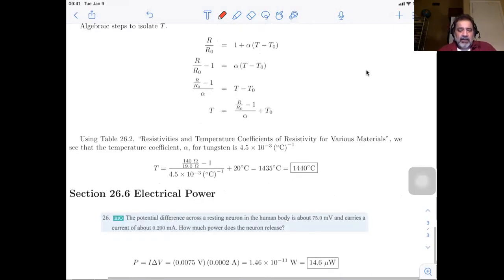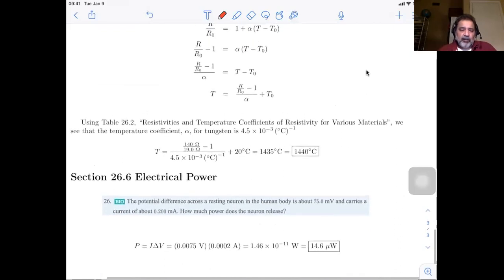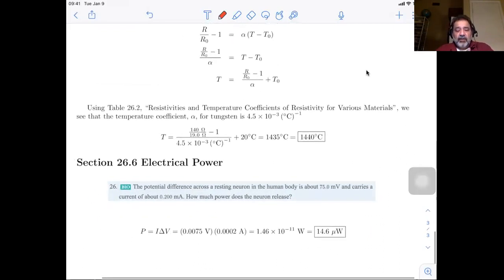Okay, and then we have a very simple problem, the potential difference. This is problem 26 from section 26.6. The potential difference across a resting neuron in the human body is about 7.5 millivolts and carries a current of about 0.2 milliamps. How much power does the neuron release? So power is equal to the current times the voltage. So P equals I delta V.